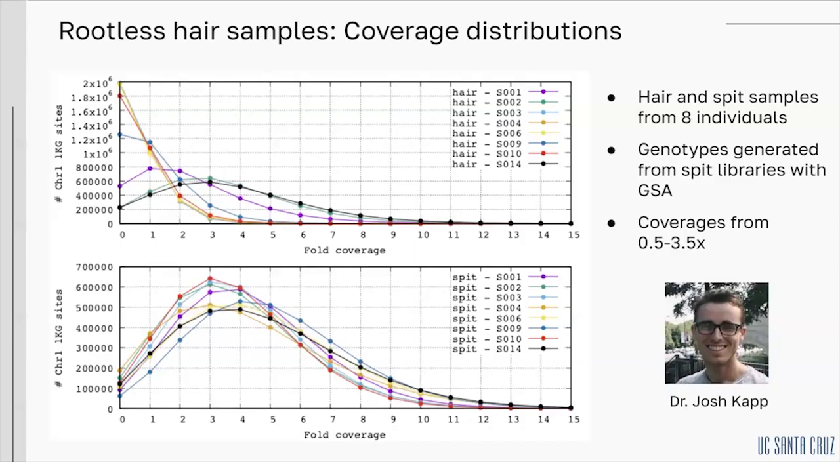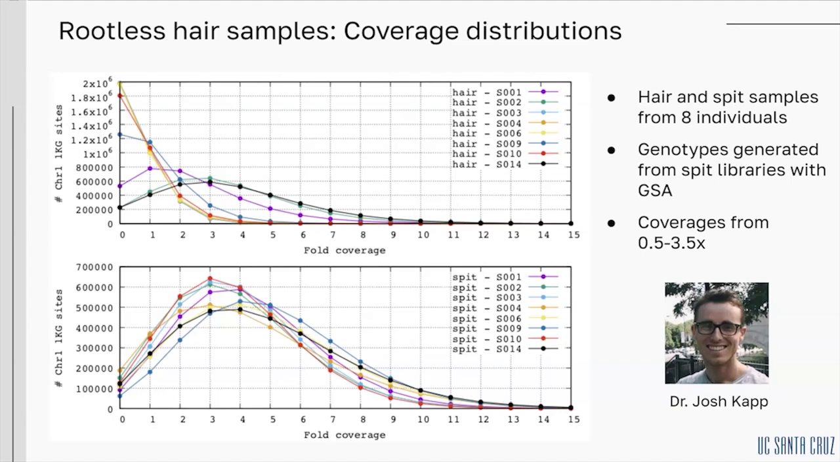After testing the method on the 1000 Genomes data, I wanted to evaluate the method on samples that are more similar in nature to those from actual forensic sources. We know that hair is a ubiquitous sample type in forensics, and DNA from rootless hairs is especially difficult to work with since it is highly fragmented. So we put together a panel of head and pubic hairs, as well as saliva samples collected from 8 individuals. Josh, a postdoc from our lab, trimmed the roots from the hairs and extracted the DNA from both the hair and the saliva samples.